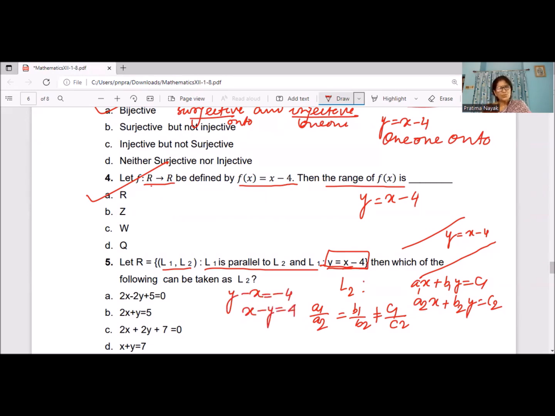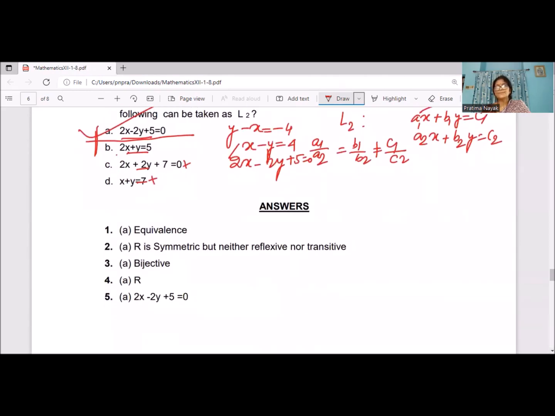Then select which of these lines is parallel to this, where the coefficients will be proportional. Certainly this will not be the answer because here it is negative. This will not be the answer, here it is negative. Now check A and B. Here the coefficients of x and y are the same. So certainly this will be the answer, because here the coefficients are different. So 2x minus 2y plus 5 is equal to 0. So they are proportional. So A will be the answer of this question.